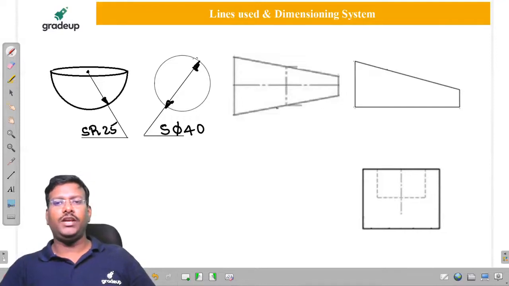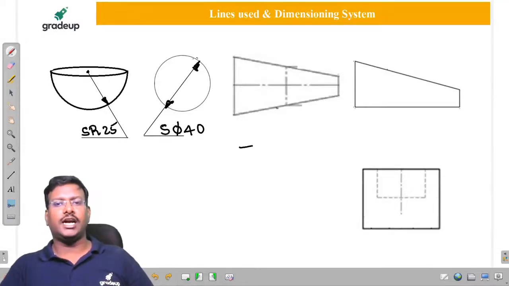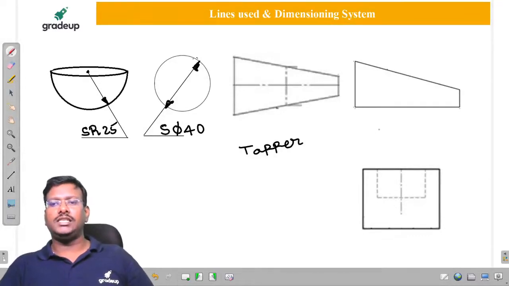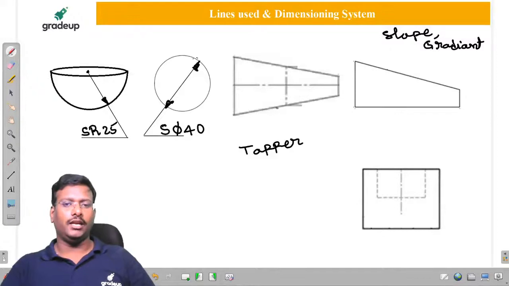Sir, what is the difference between these two diagrams, these two? So here, on one side, both the dimensions are reduced. This is called taper. And what about this, sir? This is called slope or gradient. Is it clear, my dear friends? This is a tapered section.